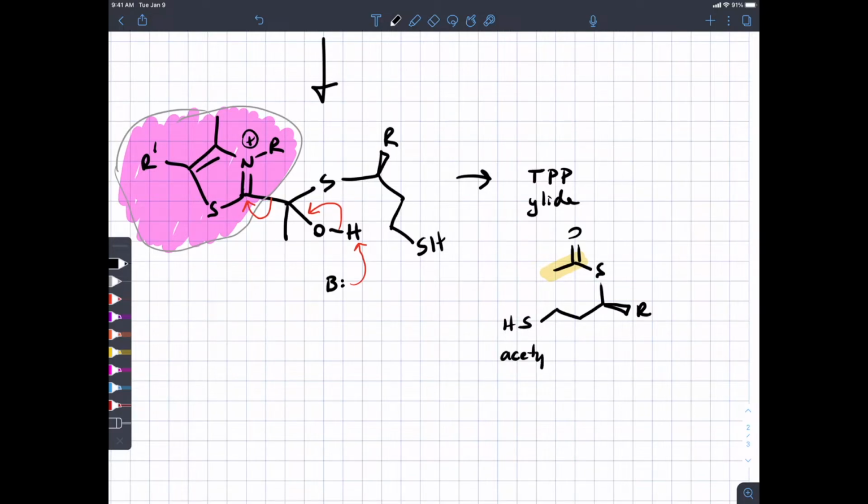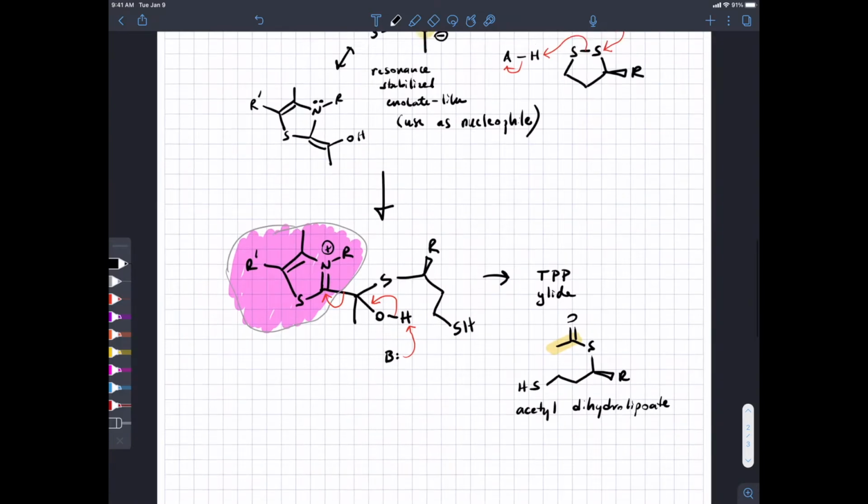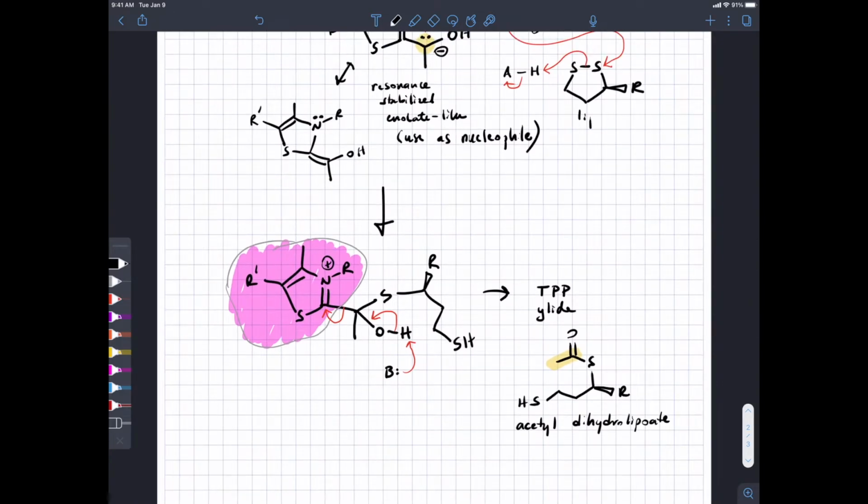And this is sometimes called acetyl dihydrolipoate, because before it was lipoate and it got reduced, and the reduced form is called dihydrolipoate. So we've made a thioester. Okay, questions about that?